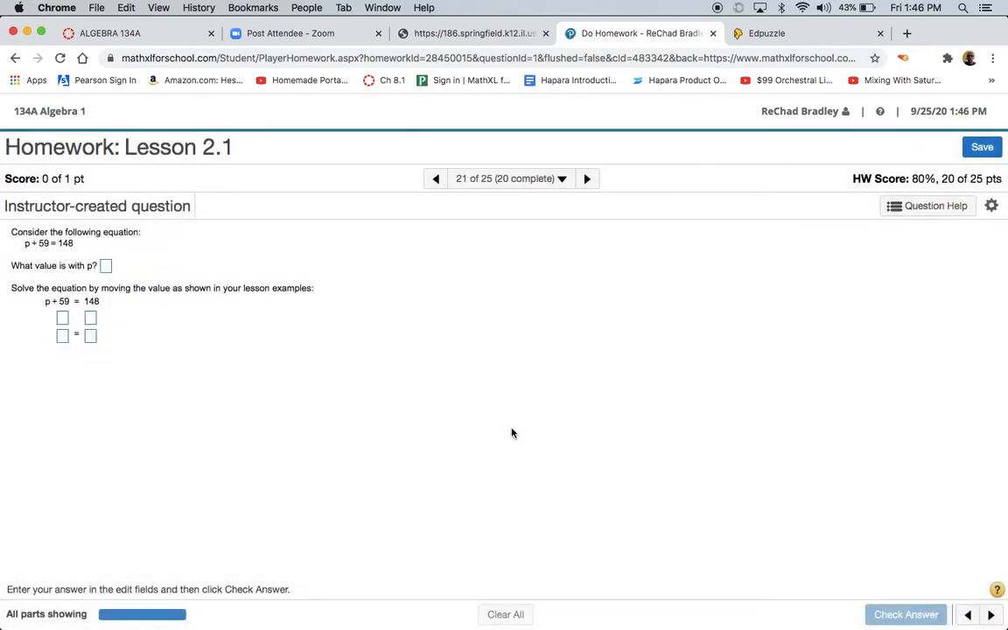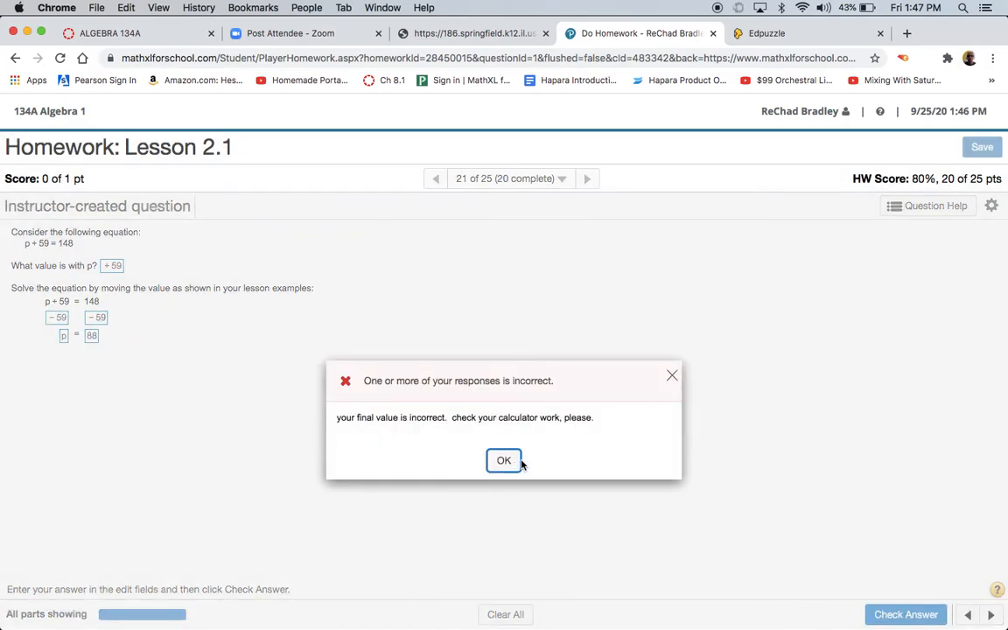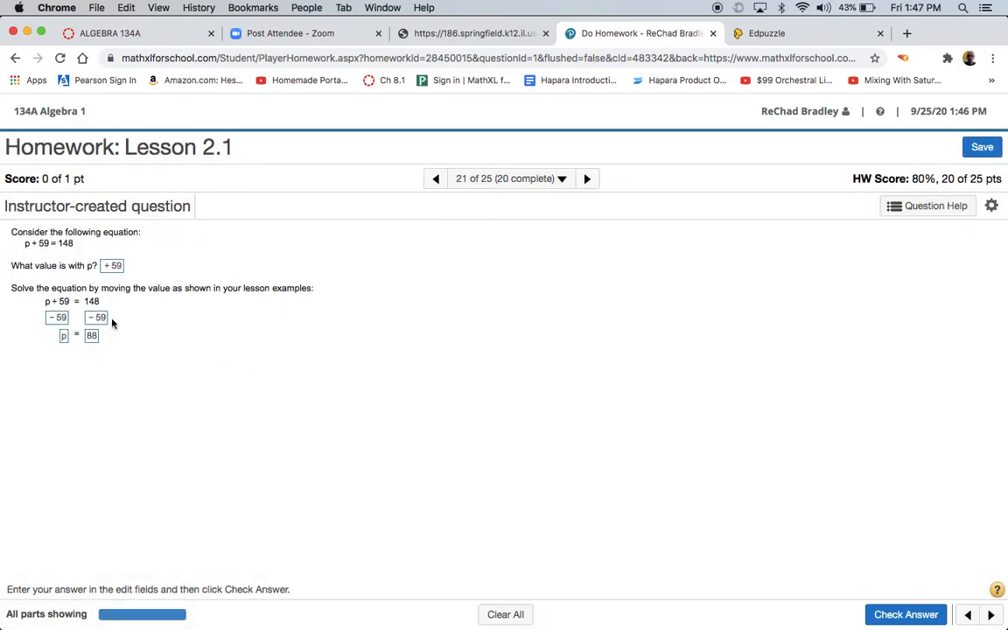through this stuff. The value with P is the positive 59. In order to move the positive 59, I want to use the opposite, which is a negative 59 here and here. Again, I have to put it on both sides to not break the rules of the game. Those go away, leaving just P. 148 minus 59, 9 more makes that an 8, making that a 6, which means 88, I believe. I'm silly. 9 makes 6. Oh, it's 89.